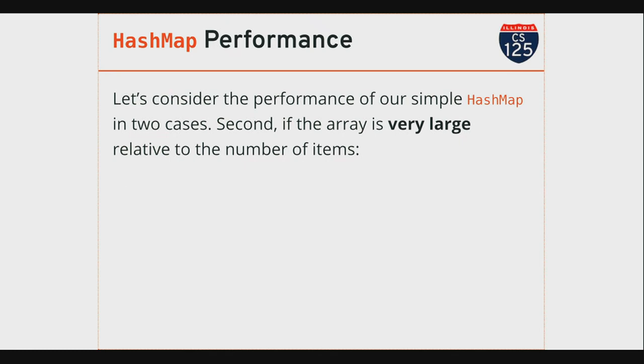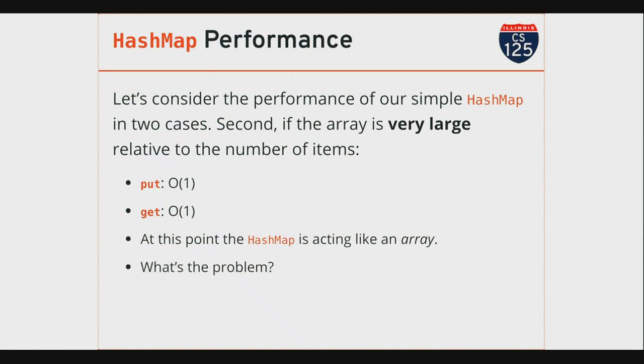Now let's imagine the array is extremely large, so the probability of collisions is very small. So now when I put an item into the map, it's usually the only item in that bucket. And when I get it out, it's also usually the only item in that bucket. And so I get constant time performance because I'm essentially doing gets and sets into an array, which is constant time, okay? So at this point, my hash map is acting essentially like an array, okay? It seems like this is better, right? O(1) is faster than O(n).